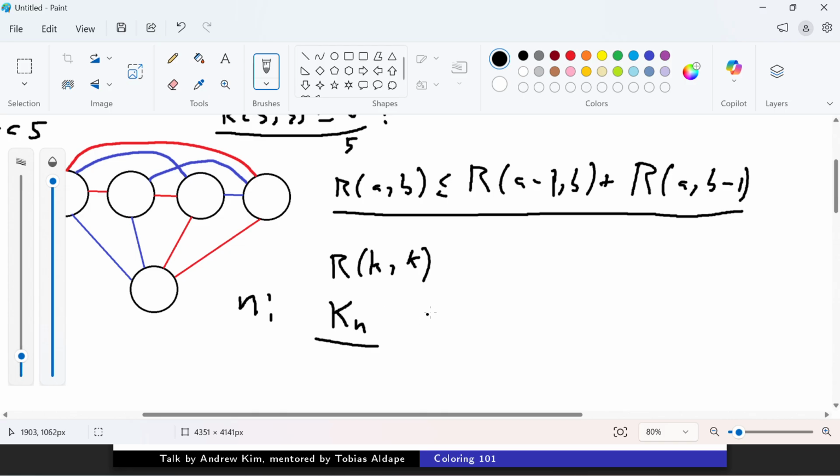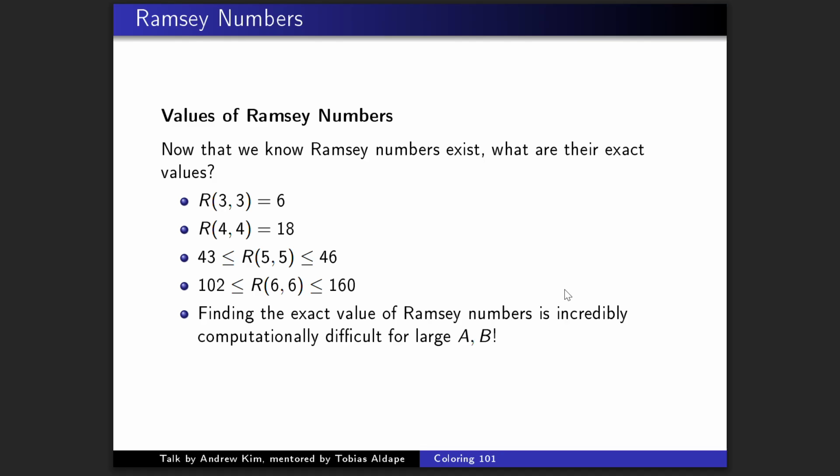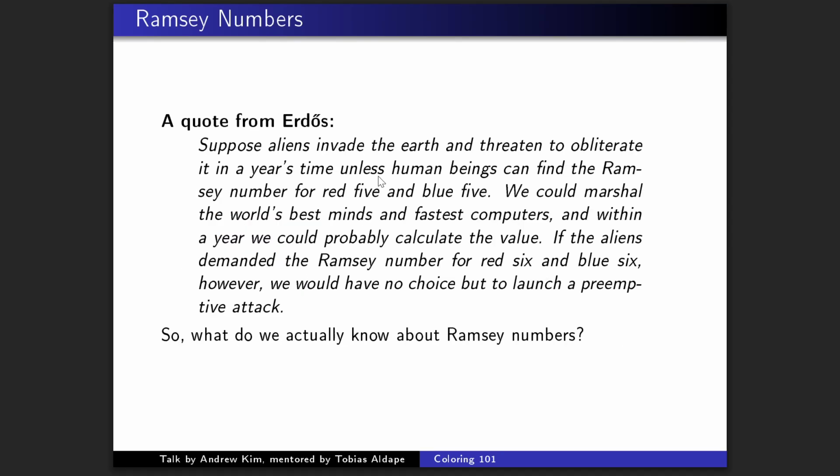But how many colorings of Kn are there? Well, there's n choose 2 edges in Kn. And if we color each one either red or blue, there's 2 to the n choose 2 colorings, which grows on the order of 2 to the n squared. And that's extremely computationally difficult to work with. So yeah, we basically still don't have a way to figure out the exact values except for very small k.